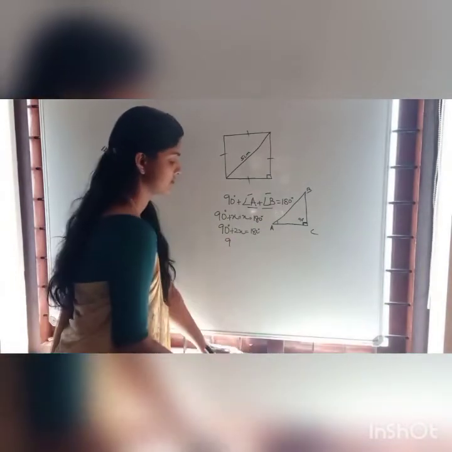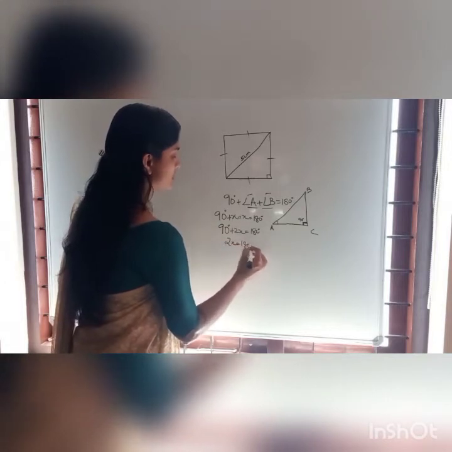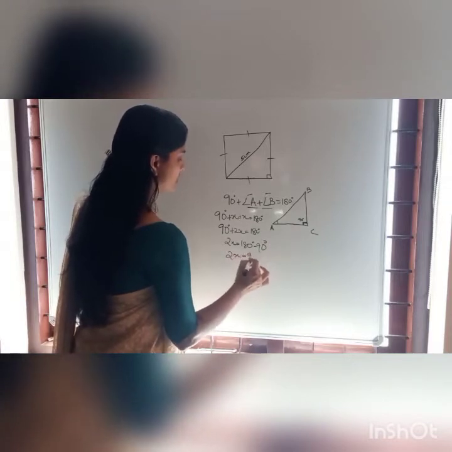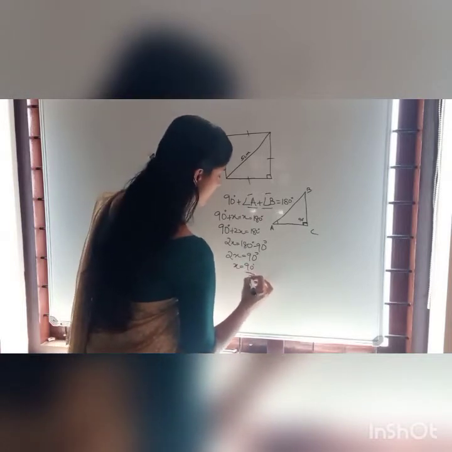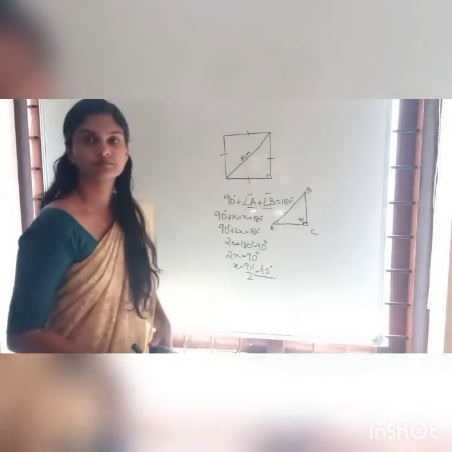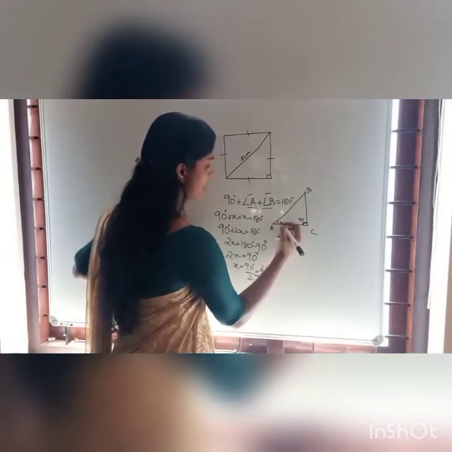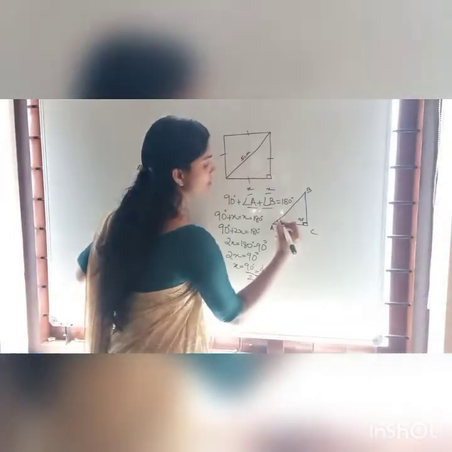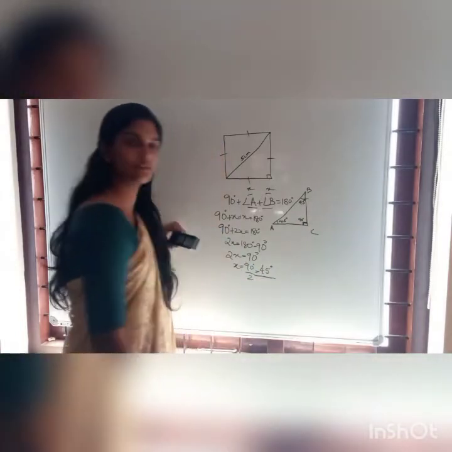2x is equal to 180 degree minus 90 degree. 2x is equal to 90 degree. X will be 90 degree by 2, which is 45 degree, right? So angle A, which we took as x, and angle B also which we took as x, will be of what measure? 45 degree and 45 degree, right?